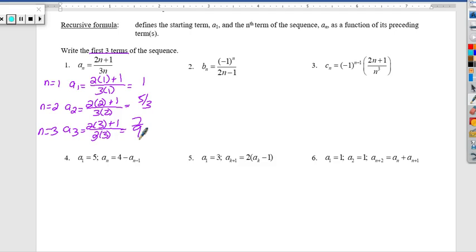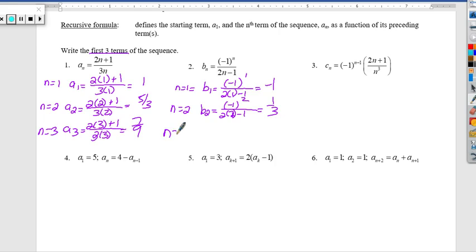Looking at number 2, we have this formula right over here. So if we let n equal 1, then we have b sub 1 is equal to negative 1 to the first power over (2 times 1 minus 1), which gets us negative 1. Then we let n equal 2 for b sub 2. So we have negative 1 squared over (2 times 2 minus 1), and that is going to get us 1/3.